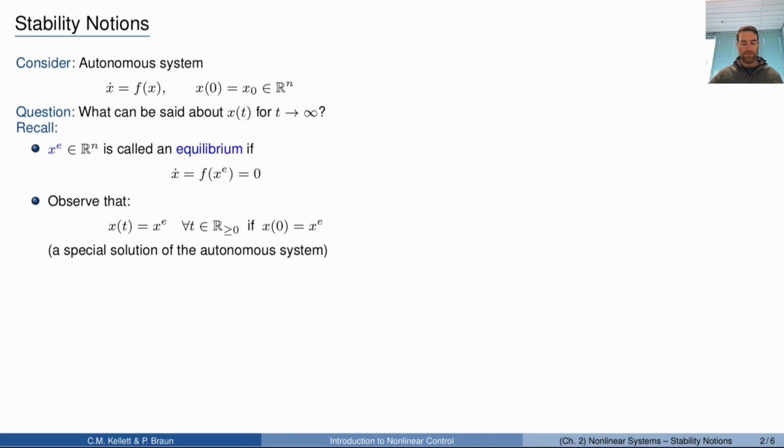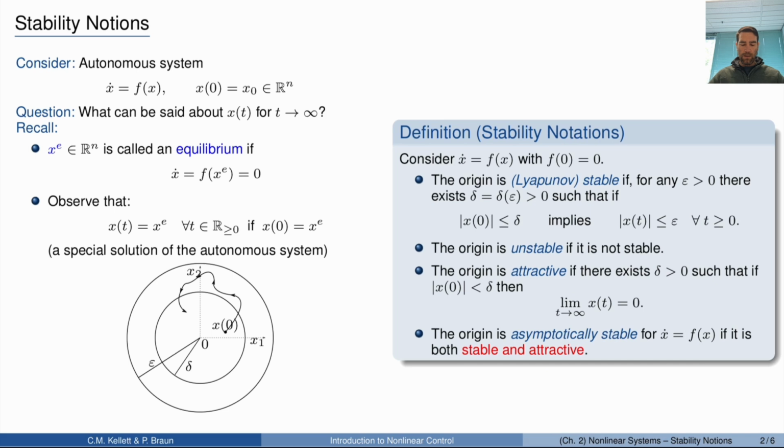And recall from the definitions in chapter 1 how we defined an equilibrium. Namely, an equilibrium is defined through x dot equal to 0. So we are looking for a value xe such that f of xe is equal to 0. Then this xe, the equilibrium, is a special solution of our differential equation, namely it is a constant solution. And with the definition of an equilibrium, we can look at stability notions.